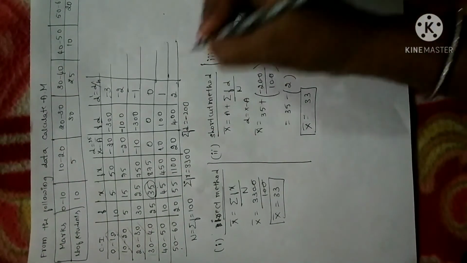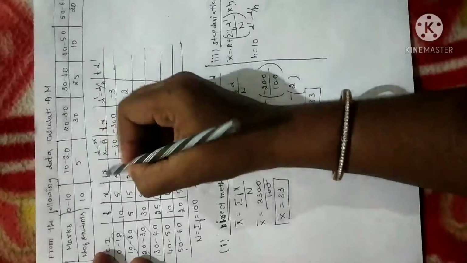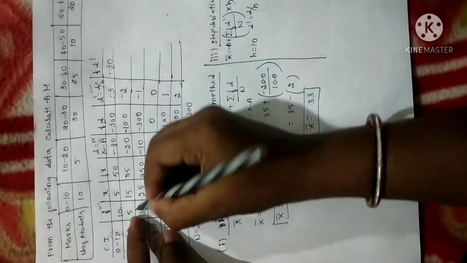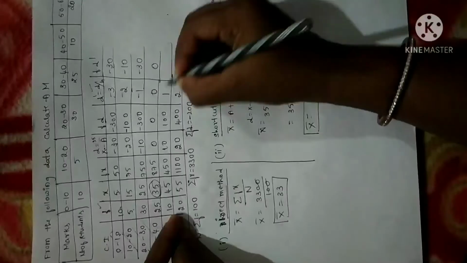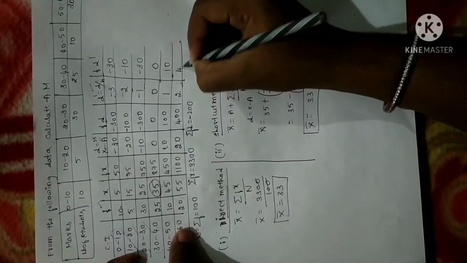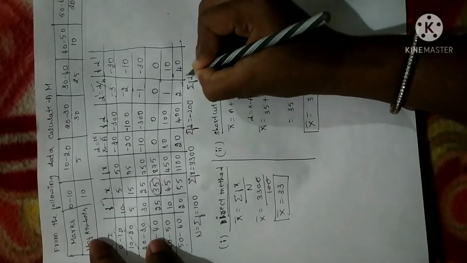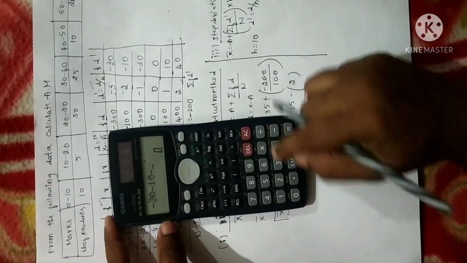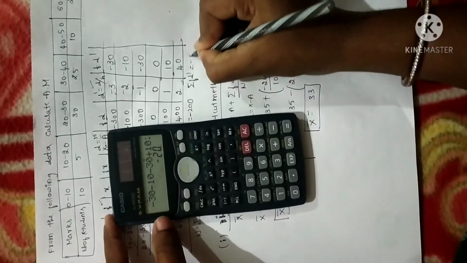Clear? Now I have to find f into d dash. The f value I have, so I have to multiply it with d dash. 10 into minus 3, minus 30, 5 into minus 2, minus 10, 30 into minus 1, minus 30, 25 into 0, 0, 10 into 1, 10, 20 into 2, 40. So I have obtained the f into d dash values. Now I have to find sigma f d dash. So I have to add all these values: minus 30, minus 10, minus 30, plus 10, plus 40. So that will give us minus 20.